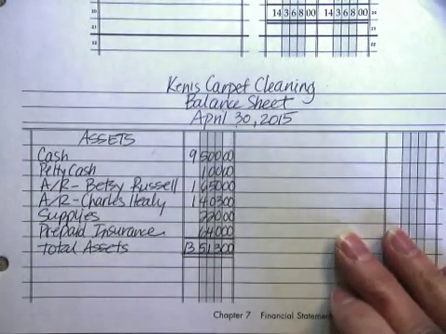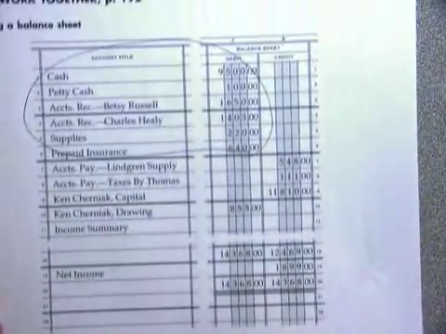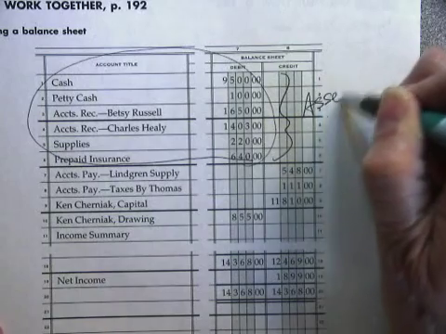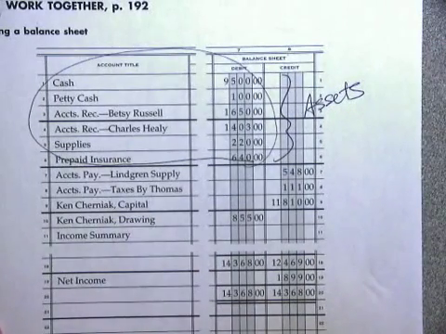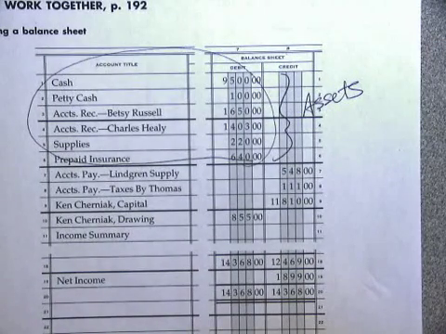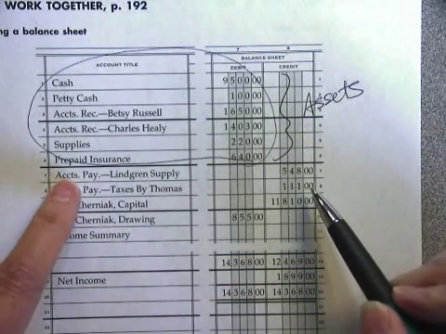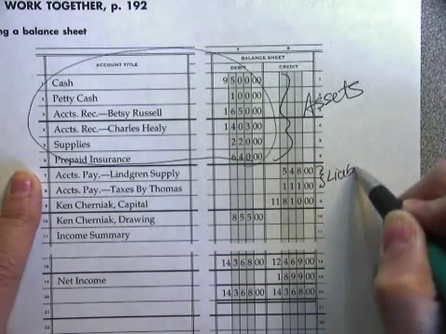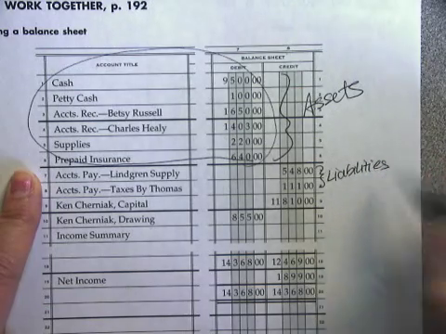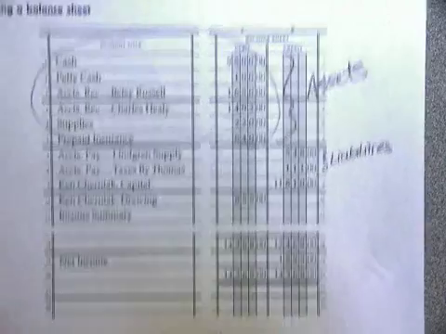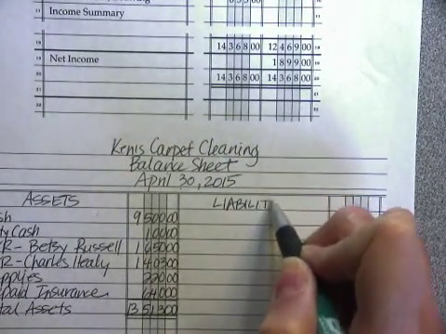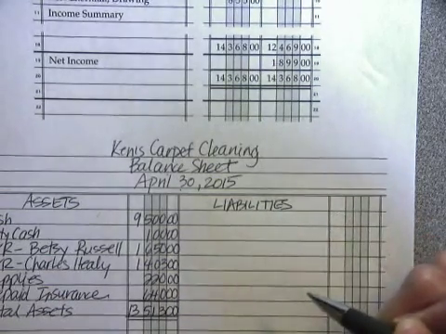Okay, so I'm just going to come up here and make some notes. This is our asset section. Okay. And we have 2 accounts payable. So here's our liabilities section, and that's what we're going to do next. So let's again put a centered heading here for liabilities.